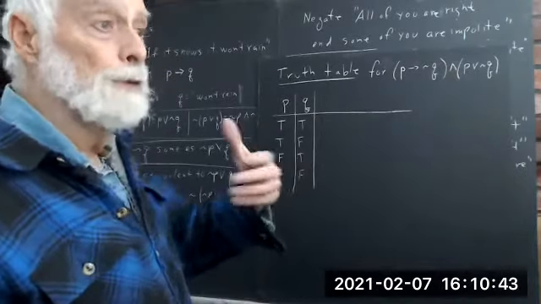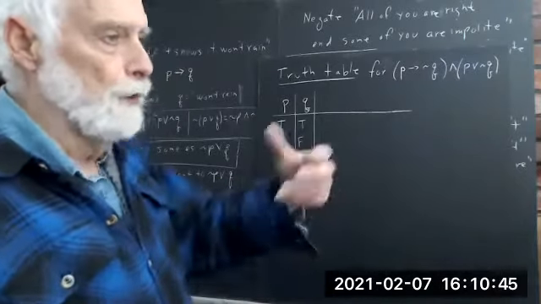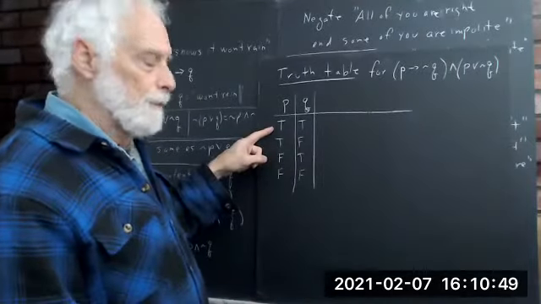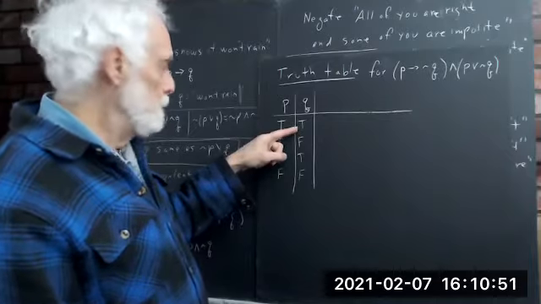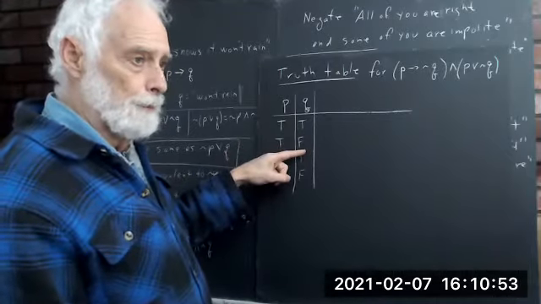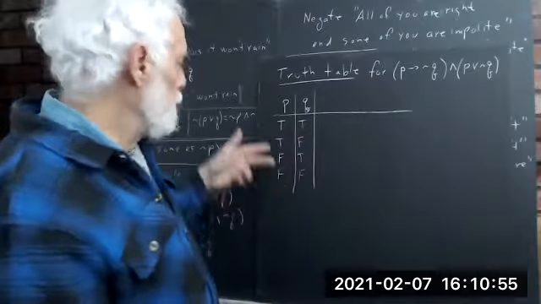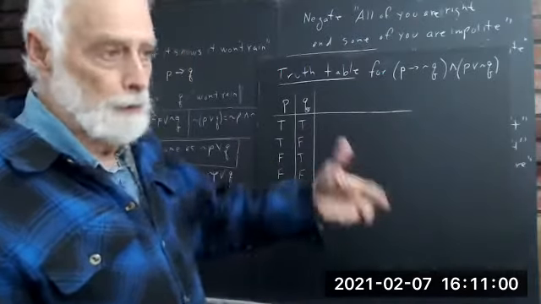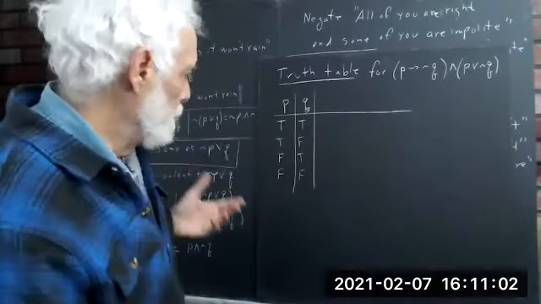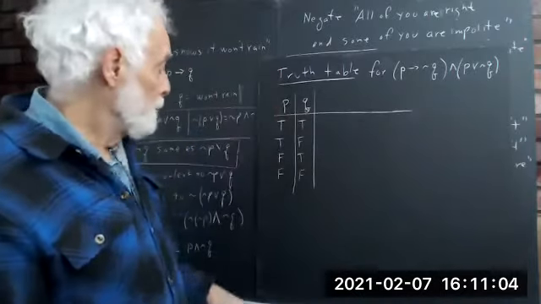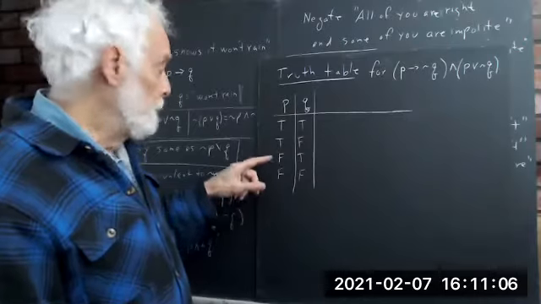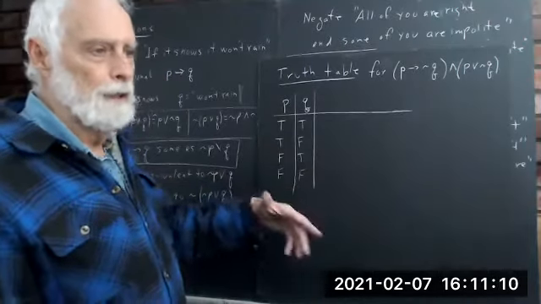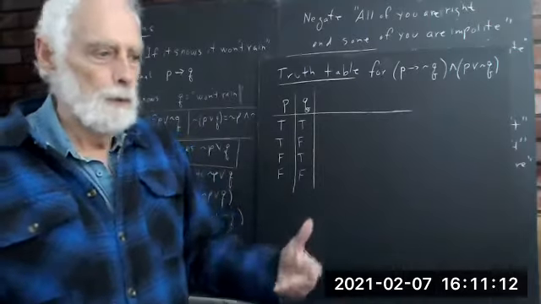Now, P and Q are both statements, so they're either true or false. So if P is true, then maybe Q is true, or maybe Q is false. Those are the only possibilities that P is true. Now, if P isn't true, that's the only other thing that could possibly happen other than P being true, then P is false. If P is false, well, Q might be true, Q might be false, and now we've got to figure out what to do with all this.